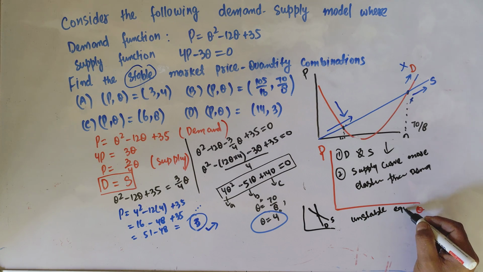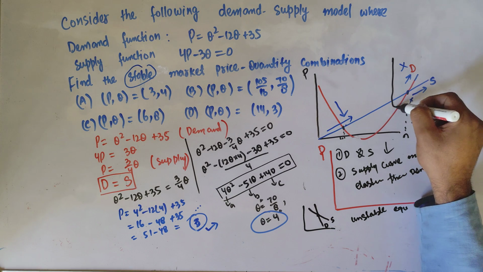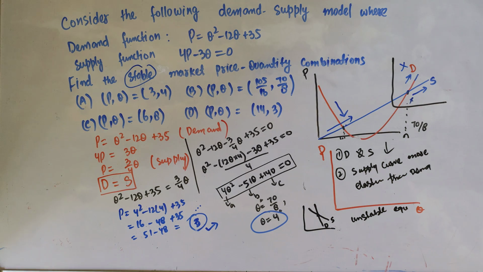Obviously this point is also an unstable equilibrium, because we have both demand and supply functions upward sloping. The other case is when both demand and supply functions are downward sloping, and the supply curve is more elastic than the demand, then we again get the unstable equilibrium. I hope I made myself clear in this video and you find this video helpful. Thank you.